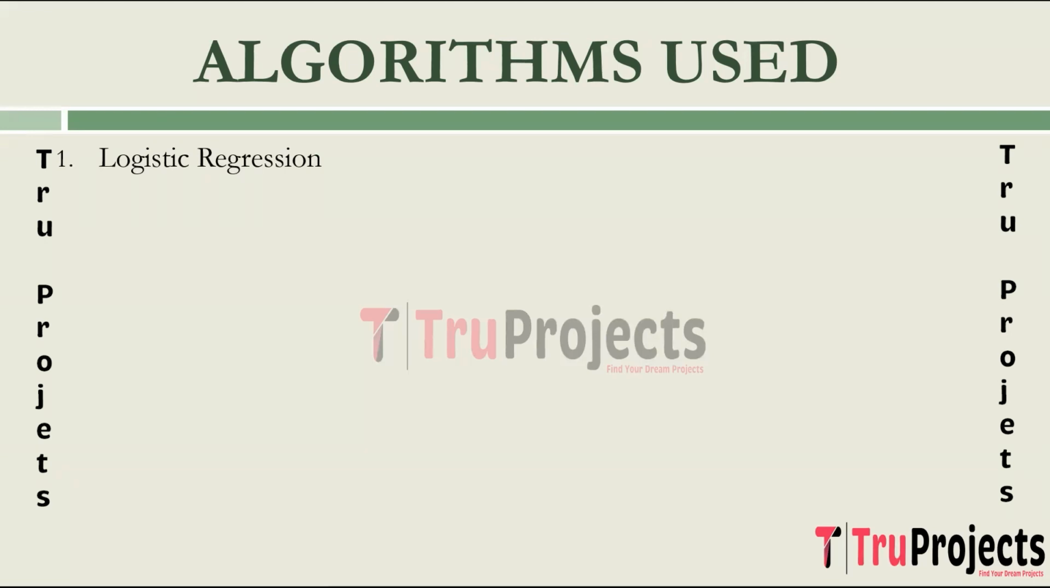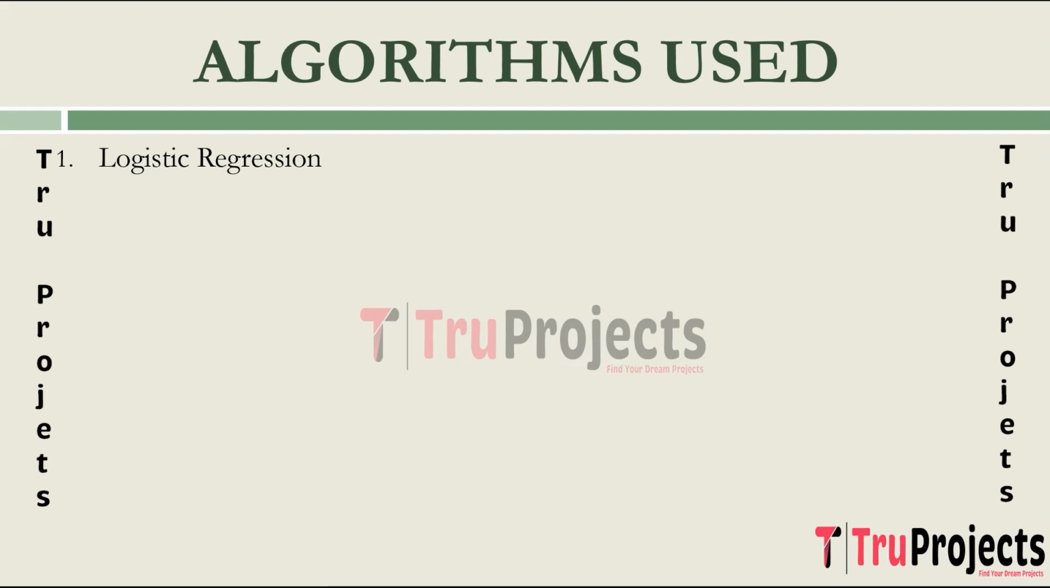Logistic regression is a statistical method used for modeling the probability of a binary outcome based on one or more predictor variables. It estimates the probability that a given input belongs to a particular class by fitting a logistic curve to the data. Logistic regression is commonly used in binary classification tasks, making it suitable for predicting the presence or absence of diseases like breast cancer, heart disease, and diabetes.